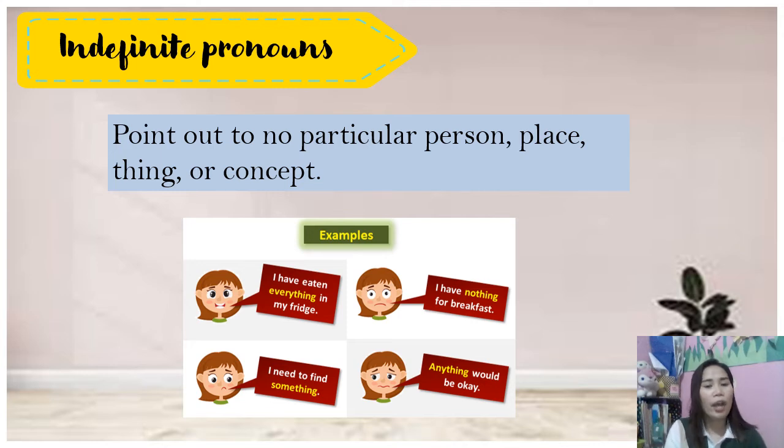I have eaten everything in my fridge. Do you know what is inside her fridge? I need to find something. I have nothing for breakfast. Anything would be okay. So again, indefinite pronouns don't point out nouns. We use them when an object doesn't need to be specifically mentioned. The words everything, something, nothing, and anything are examples of indefinite pronouns.